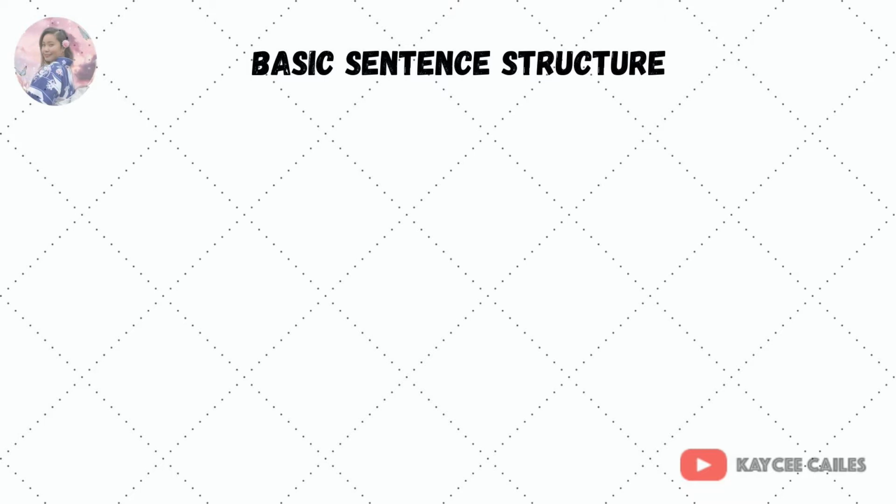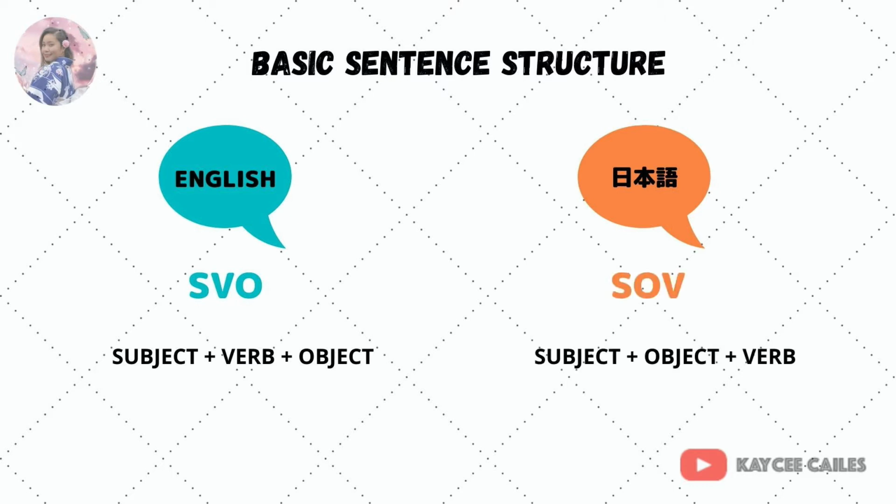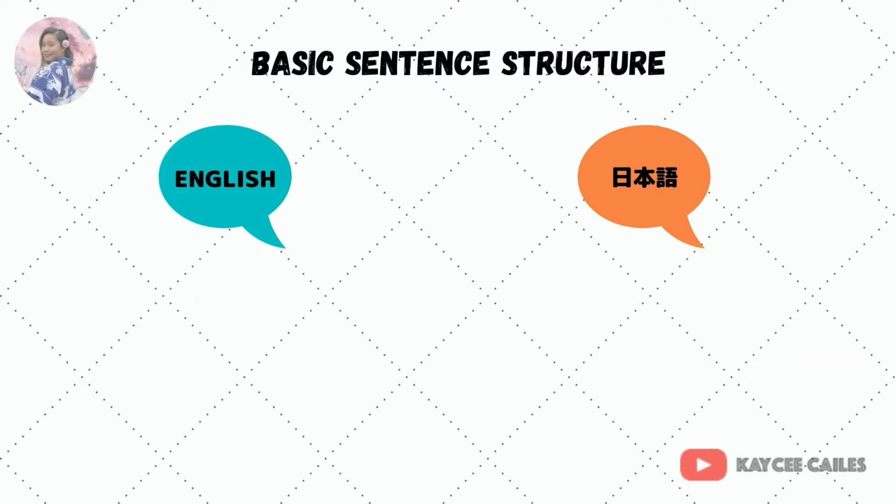First, let's try to recall the basic structure in English, and the pattern is SVO. Subject, verb, object. As mentioned earlier, in Japanese language or Nihongo, the pattern is SOV. Subject, object, verb. You will see the difference in the order in terms of verb. Let's see the following examples for comparison.